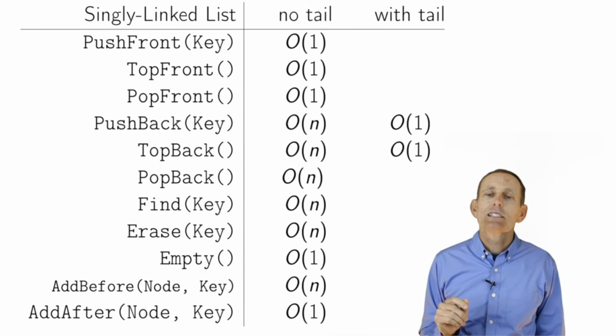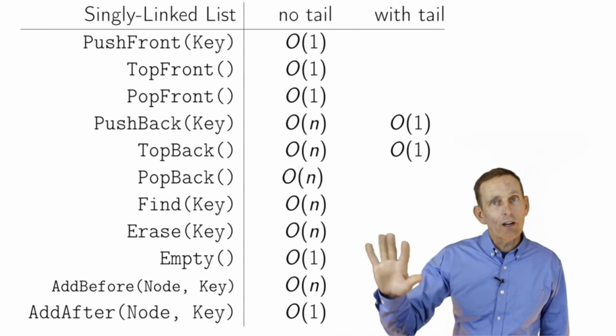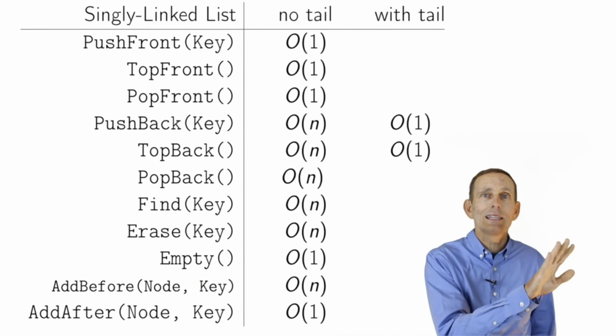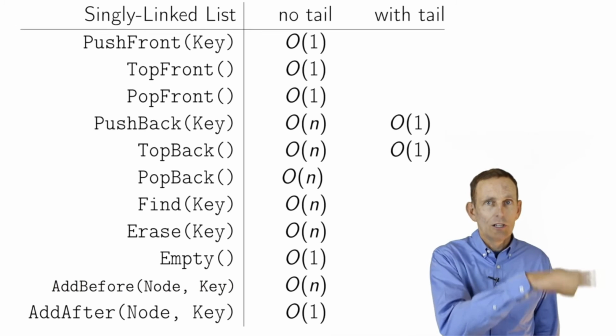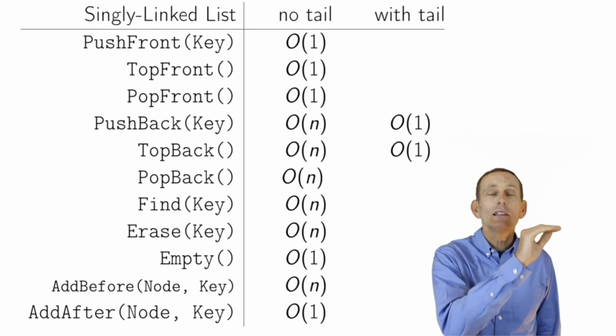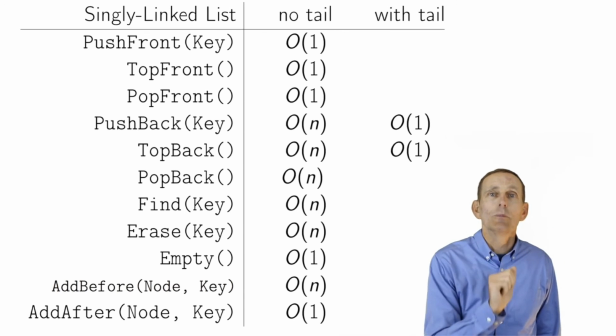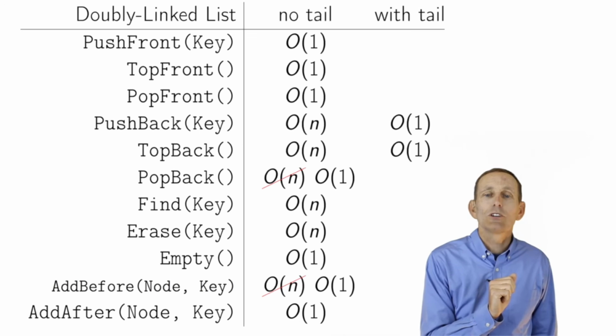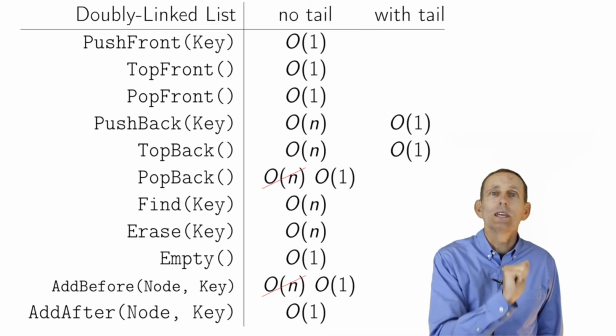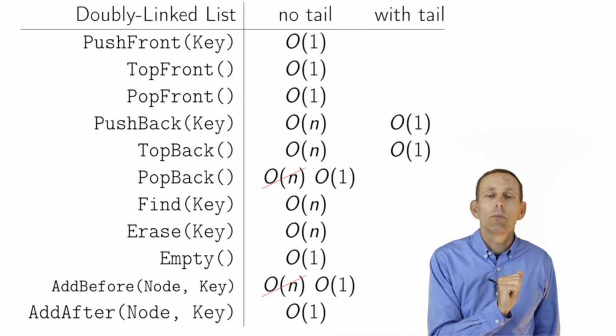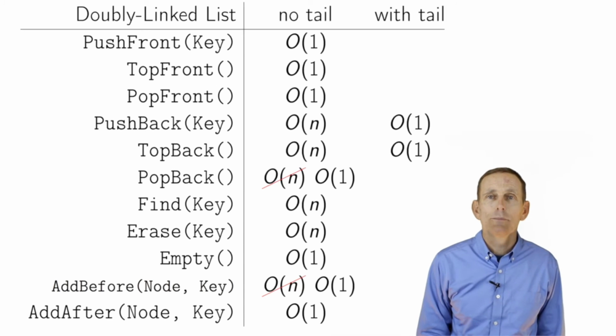So in a singly linked list, we saw the costs of things. Working with the front of the list was cheap. Working with the back of the list with no tail was all linear time. If we added a tail, it was easy to push something at the end, easy to retrieve something at the end, but hard to remove something at the end. By switching to a doubly linked list, removing from the end, the pop back, now becomes an order 1 operation, as does adding before, which used to be a linear time operation.